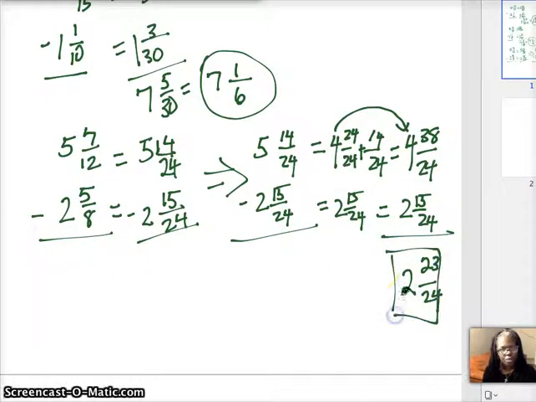Do you want to see the longer way, the way that I was mentioning where you make it an improper fraction? I just don't want to do it because it's long. If you want me to, I will, but I don't think you want me to.